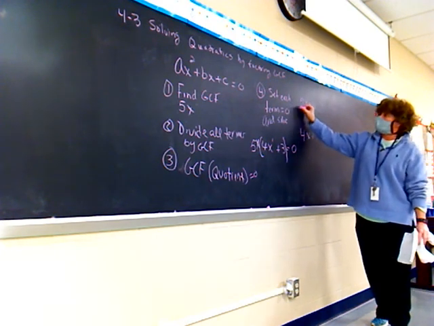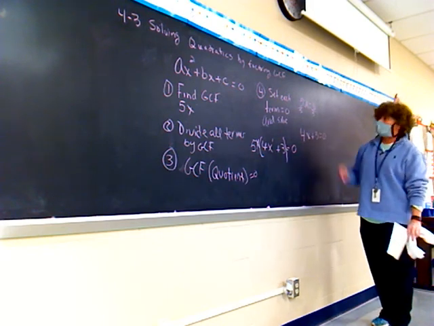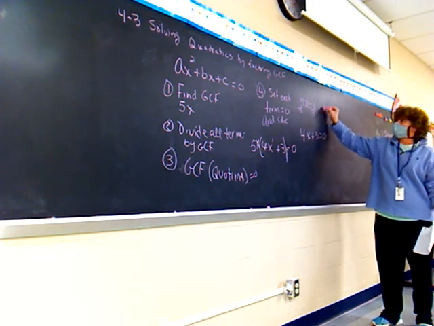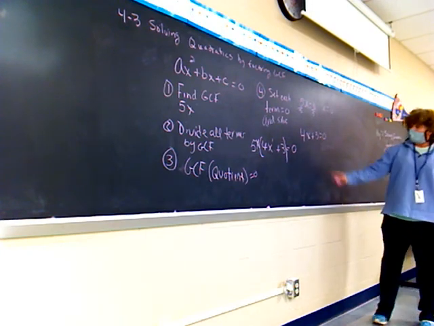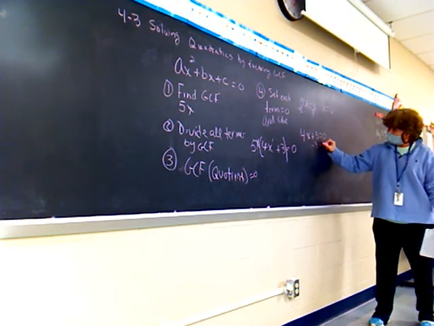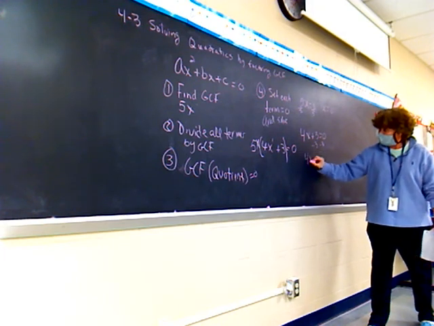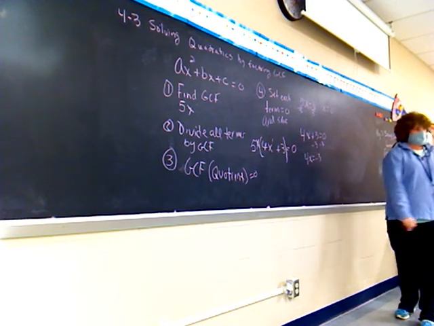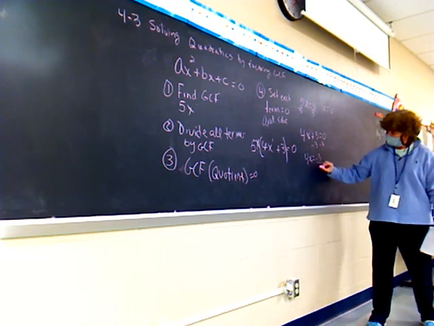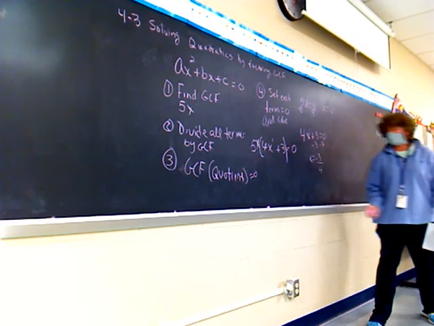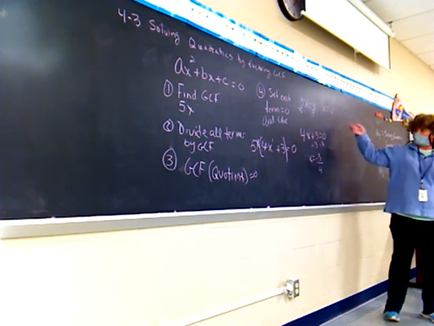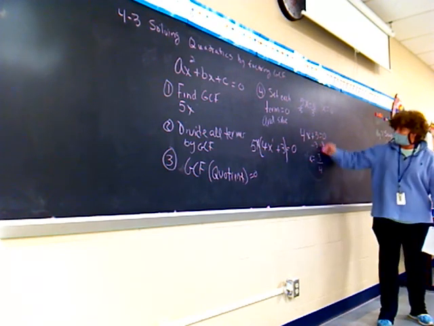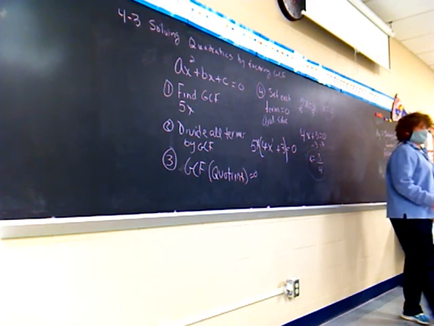Here, I'm going to divide by 5, and when I do, I'm going to get x equals 0. That's one of my solutions. Here, I'm going to subtract 3 from both sides. I'm going to get 4x equals negative 3. Then divide by 4. So x equals negative 3/4 is also one of my solutions. And those are the solutions to this quadratic equation. This is where it's going to cross the x-axis.